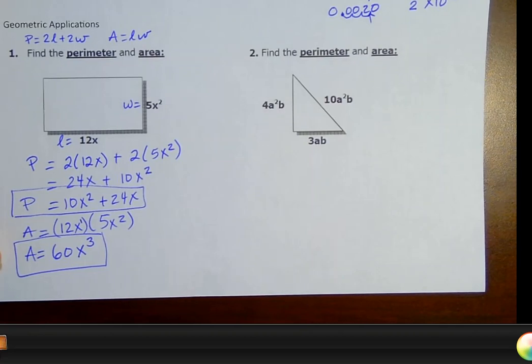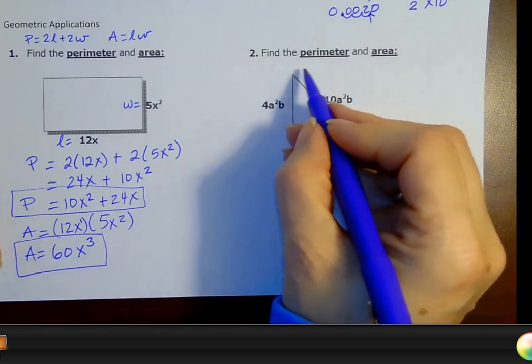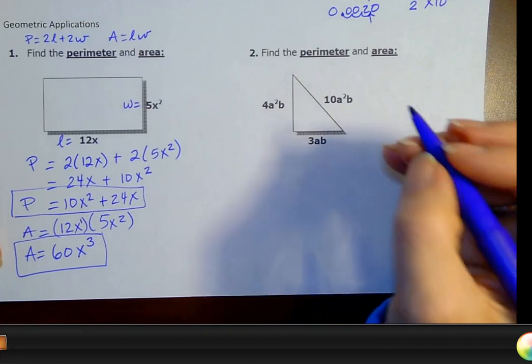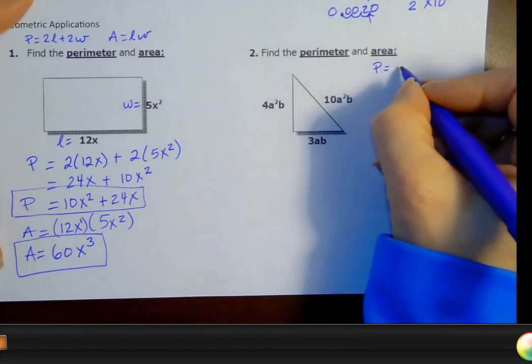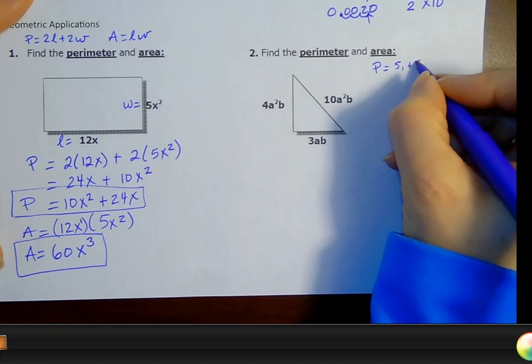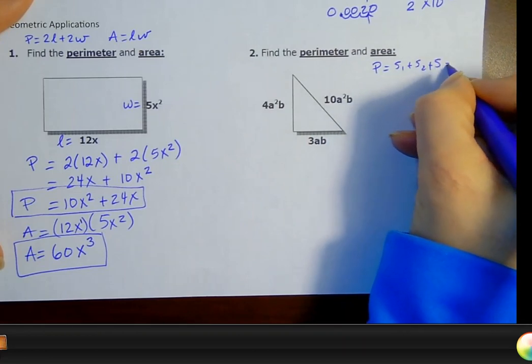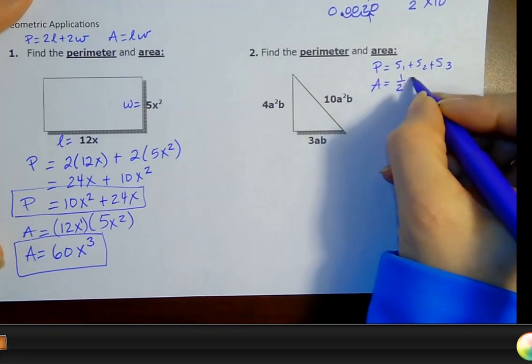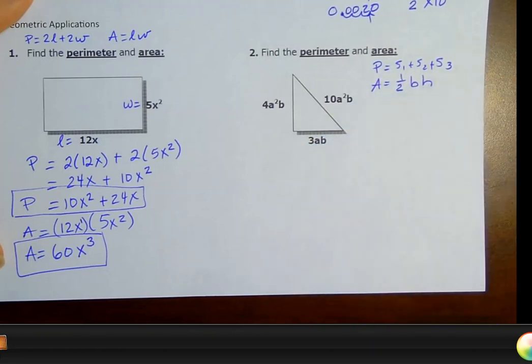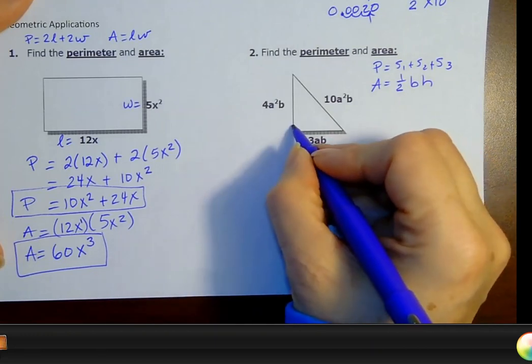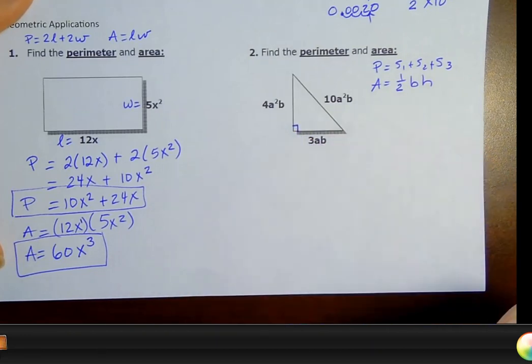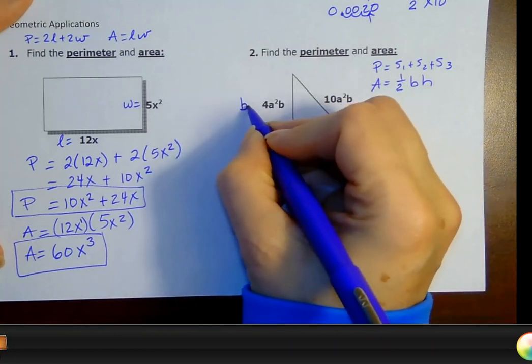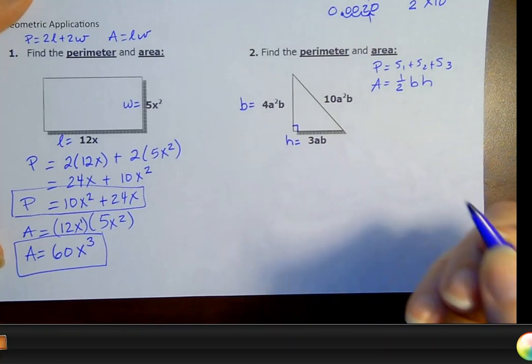Sorry, I was just double checking my old key to make sure I didn't make a mistake there. I did just fine, yay me. You find the perimeter and area here. So perimeter of a triangle is going to be side 1 plus side 2 plus side 3, right? I just get to add all the sides together. Area of a triangle is 1/2 times base times height. Okay, so base and height, they just have to be on the perpendicular sides. So I'm going to say that this is the base. I'm going to say that this is the height.